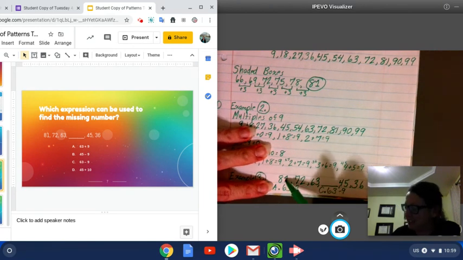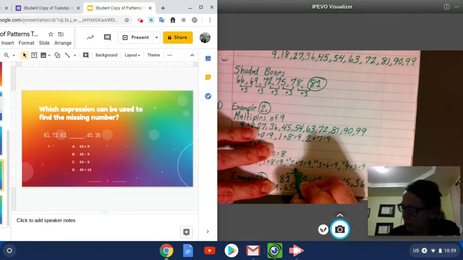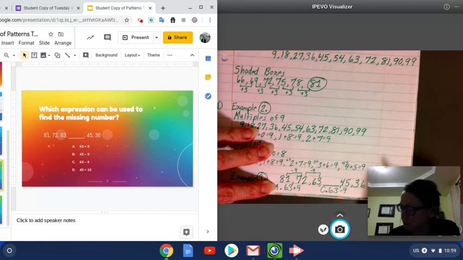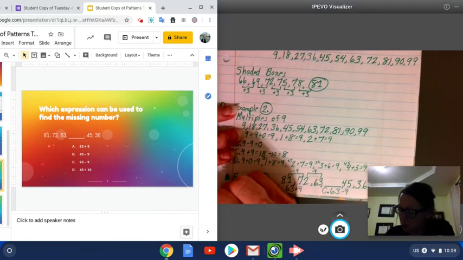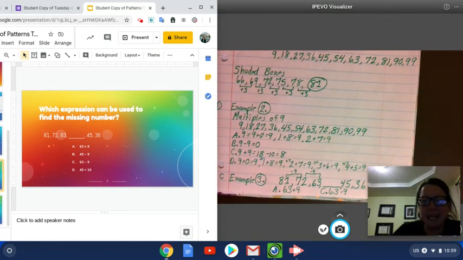Well, if we look at this, to get from 81 to 72, I subtract 9. 72 to 63, subtract 9. Which means that my answer choice would be C, that I need to take 63 minus 9 to get the next number.